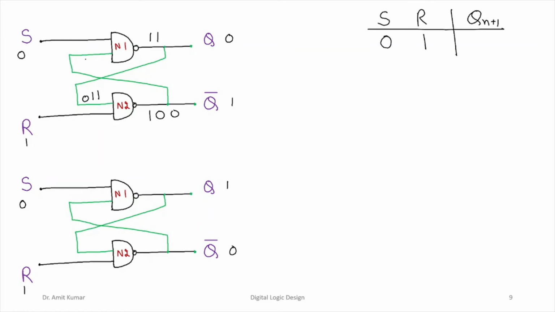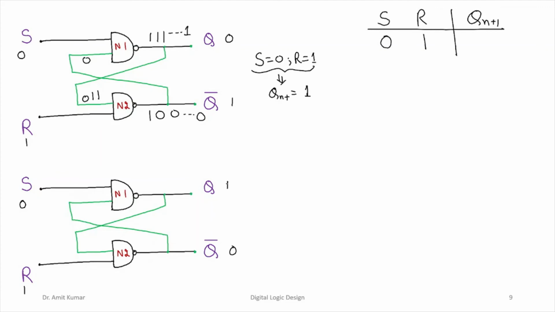And if you look at this 0, so 0 NAND 0 will be a 1, right? So output is always going to be in this set state. The complemented will be in the reset, and this Q bar will be in 0 state. So what you can say is that if S is 0 and R is 1, Qn plus 1 is going to be in 1 state, right? Set state.